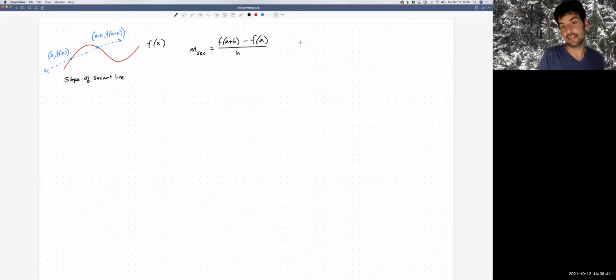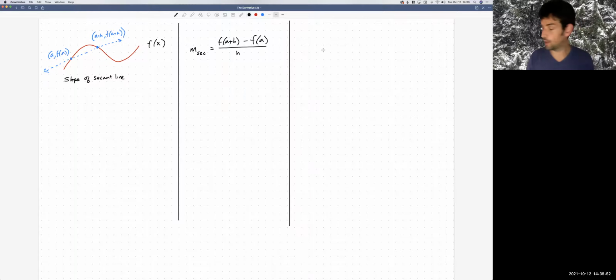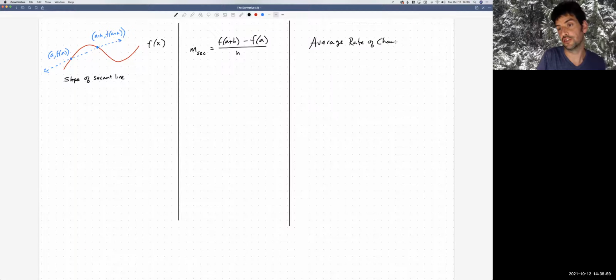And we recognized that this could be thought of as the average rate of change, right? That's what the average rate of change is. So we have a graphical representation of what we were looking at, and then an algebraic representation, and then sort of the intuitive concept behind what these two things represent, right?